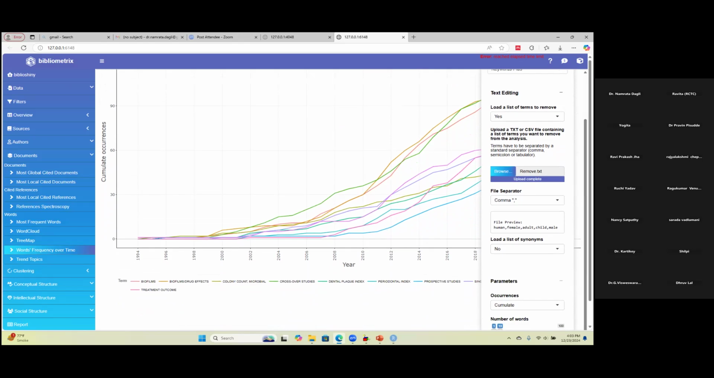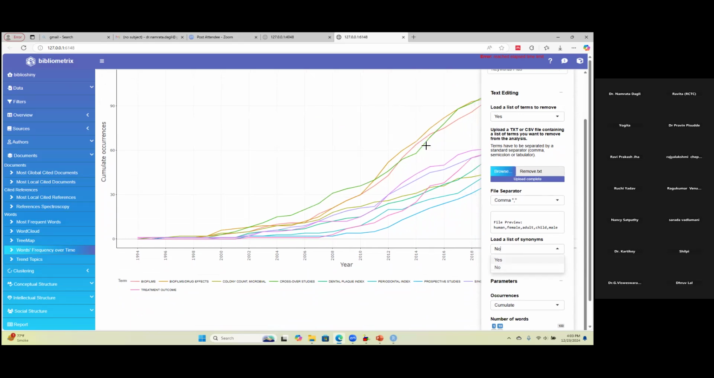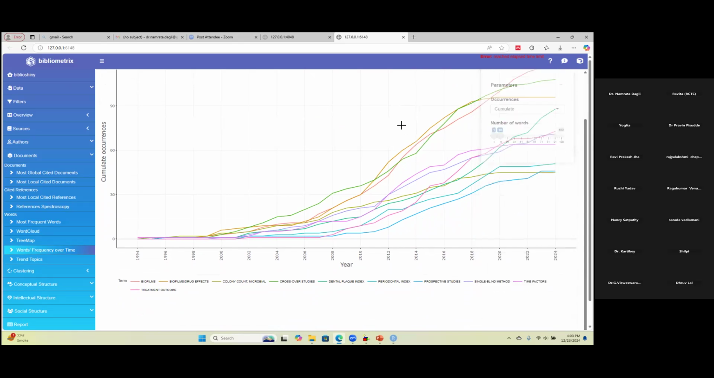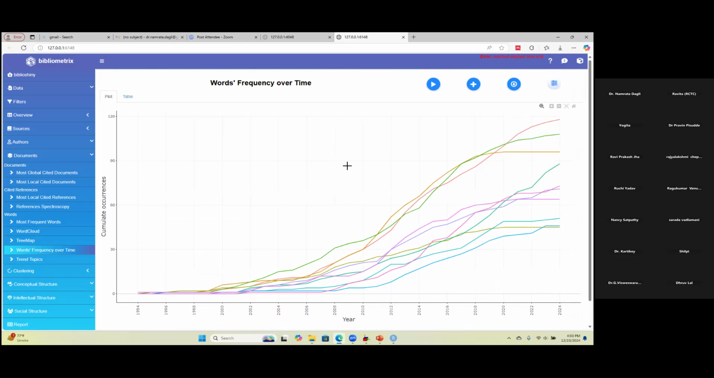Load a list of synonyms. Here you can upload the list similarly as I have uploaded the previous list, and these terms will be merged. So the results will be more clear and more relevant. Because if these terms are used separately, it will reduce their total frequencies. If we merge these terms, then the frequency would increase.